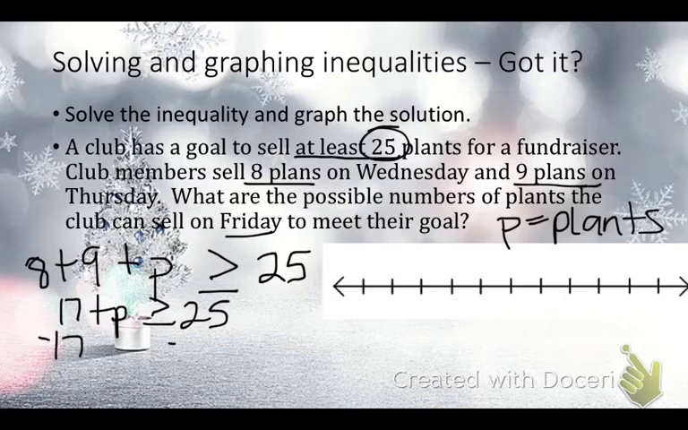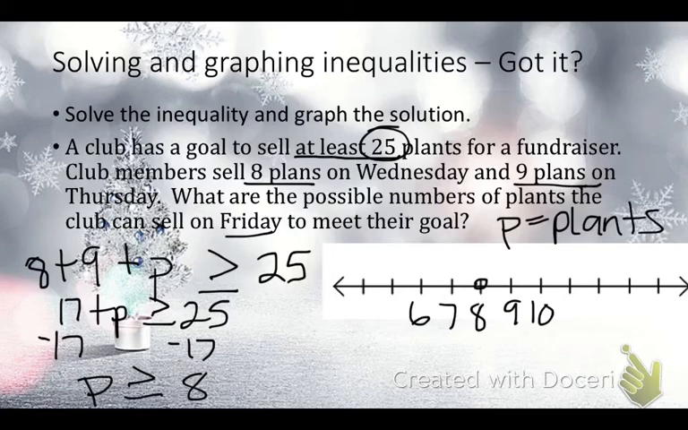And so I'm going to subtract 17 from both sides to see that P has to be greater than or equal to 8. So again, with my number line, closed circle on the 8 because of the or equal to, and I need to sell 8 or more plants to fall in line with my goal.